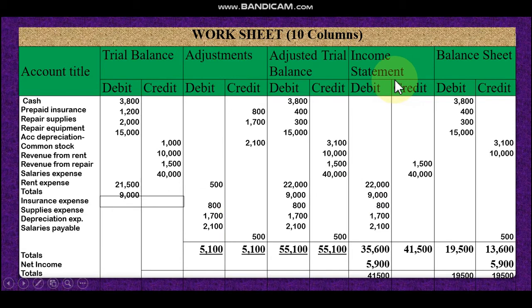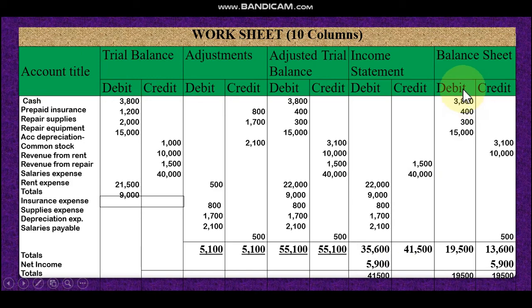Then the next section is the income statement. In the debit column of the income statement we will write expenses, that means whatever expense accounts we have, and in the credit column whatever income accounts we have. We have only two incomes, revenue from repair and revenue from rent. So total income is 41,500 and the rest are expenses, and the difference is 5,900.